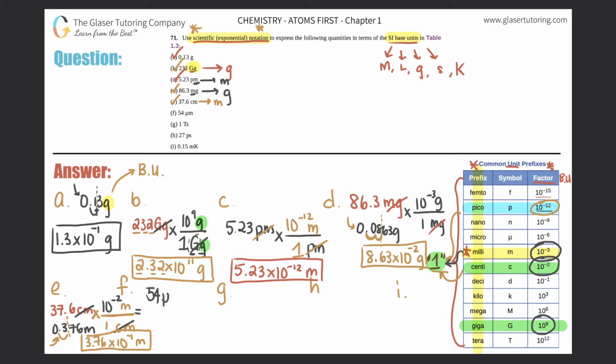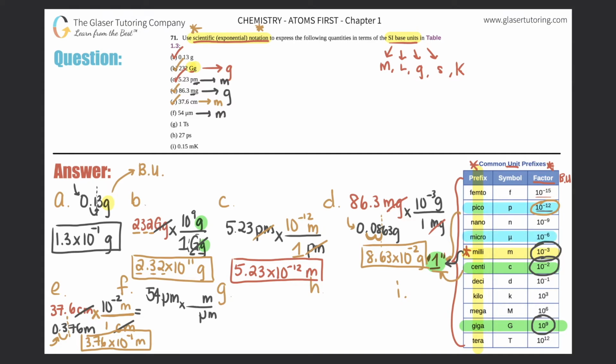54 micrometers. So micro is the prefix. We got to convert to just the base unit, which would be the meter. So multiply, ratio, put that old unit on the opposite side. We're looking for the base unit, which is meter. And now we just got to find where it's at. Micro is here.